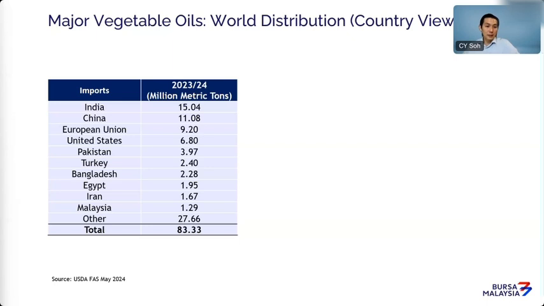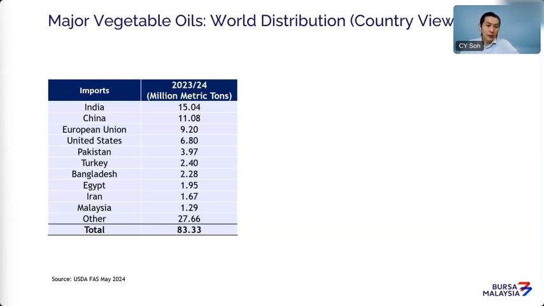So although they do produce oil in their own country as well, if we take the net total, they consume more vegetable oils than they produce. Which is why they need to import additional vegetable oils from countries that have a surplus.